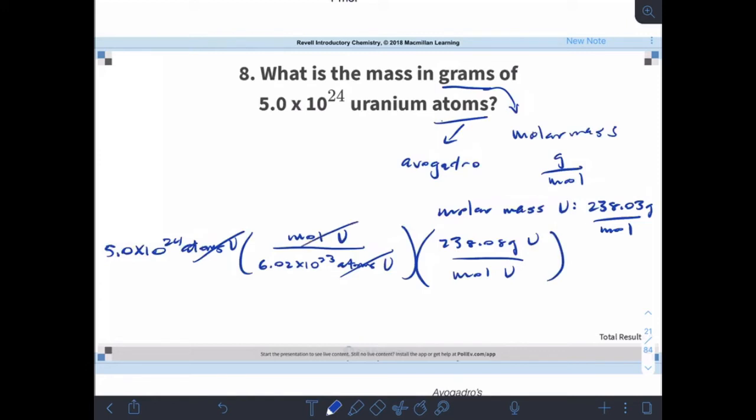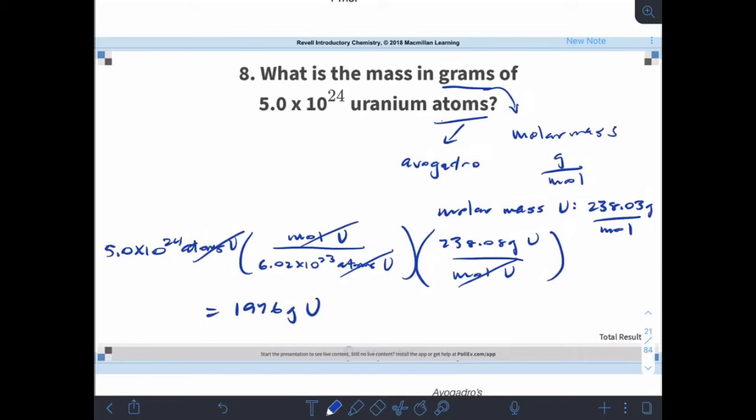All right, so moles of uranium will cancel out, leaving me with an answer in grams of uranium. And so we get 1976 grams of uranium. Now here we have to pay attention to our sig figs.